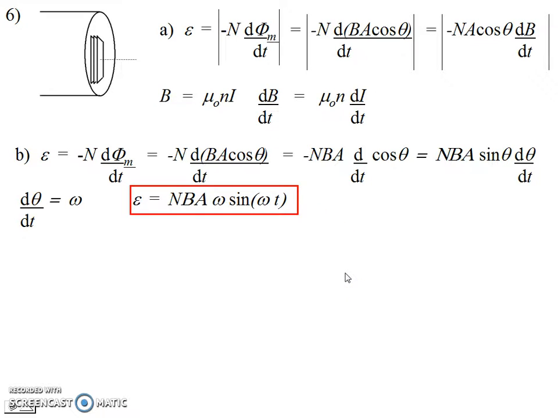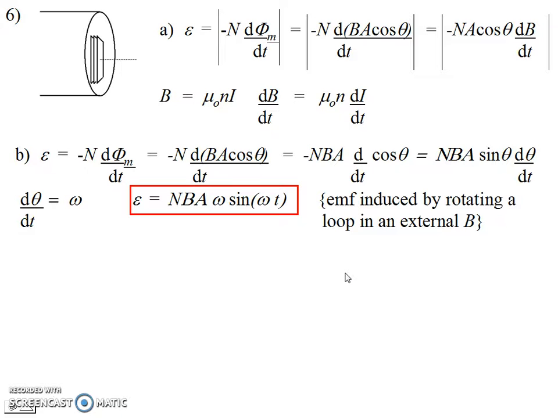I want you to add this into your notes as the equation for the induced EMF when we get from rotating a loop in an external magnetic field. Assuming the magnetic field is constant, the area is constant, all we're doing is changing the angle. The book goes through a very similar derivation for this equation.